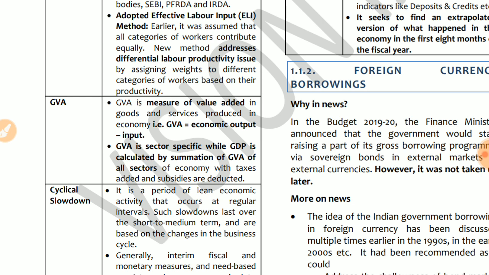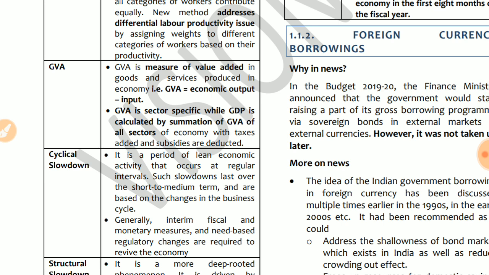For example, if a bread manufacturer is converting wheat into bread, there will be money associated with the wheat, and there will be money associated with the bread as well. So the cost of bread minus the cost of wheat is the value added by the bread manufacturer. This is known as gross value added. It is just output minus input. GVA is sector specific, while GDP is calculated by the summation of GVA of all the sectors. So remember that GVA is a sector specific phenomenon.